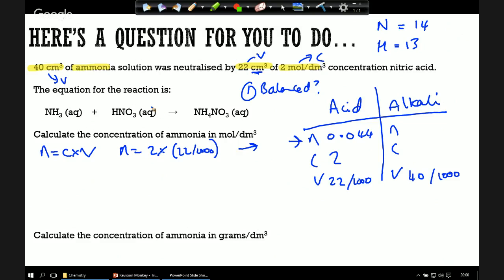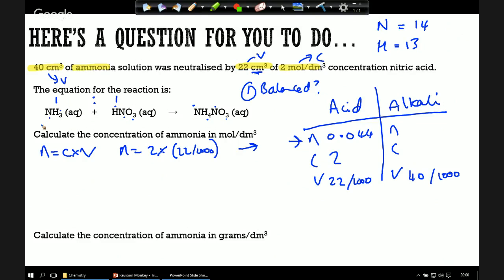Now then we look to see if the equation is balanced. So we've got 1 N, 2 N, and over here we've got 2. We've got 3, 4 hydrogen. Over here we've got 4, and we've got 3 oxygen. So it's already balanced, which is great. And then we look at the ratio. So we've got 1 molecule of ammonia to 1 molecule of nitric acid. So we have a look over here.